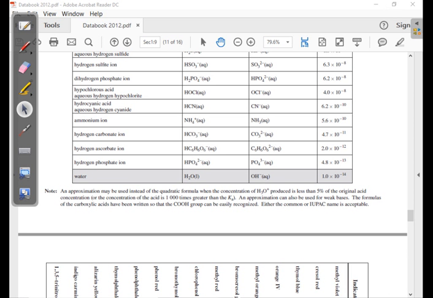1 times 10 to the minus 14. Because isn't that how the exponents would work? The exponents add in that scenario. Minus 7 and minus 7 gives minus 14. Which is why water is actually considered to be the weakest of our acids.